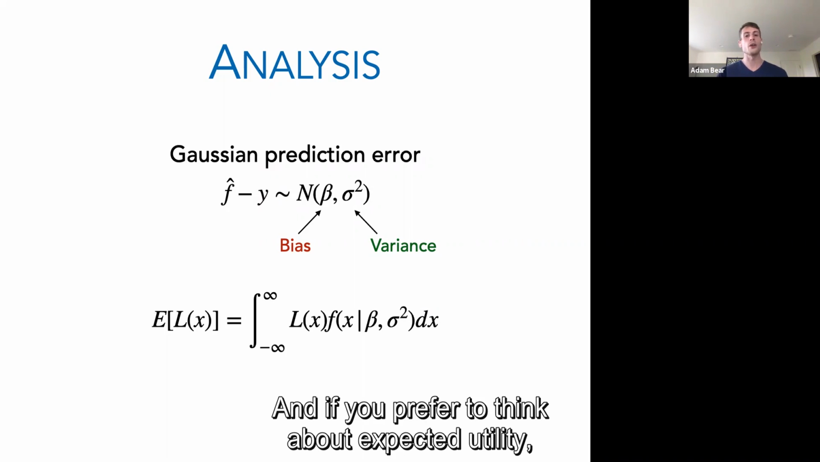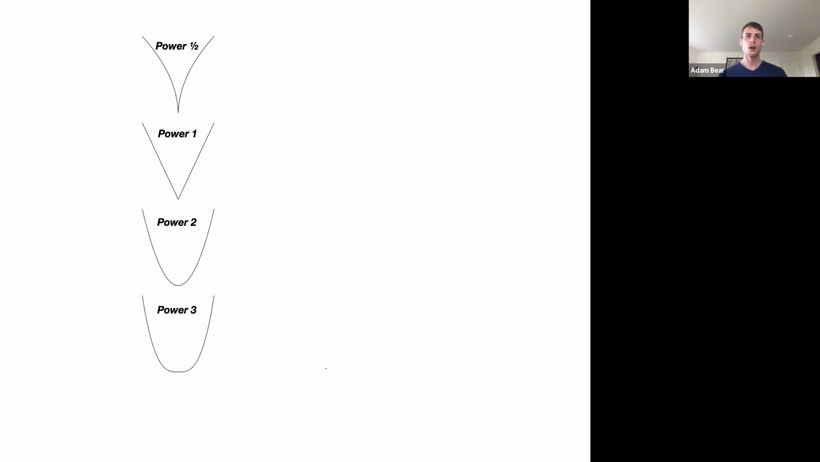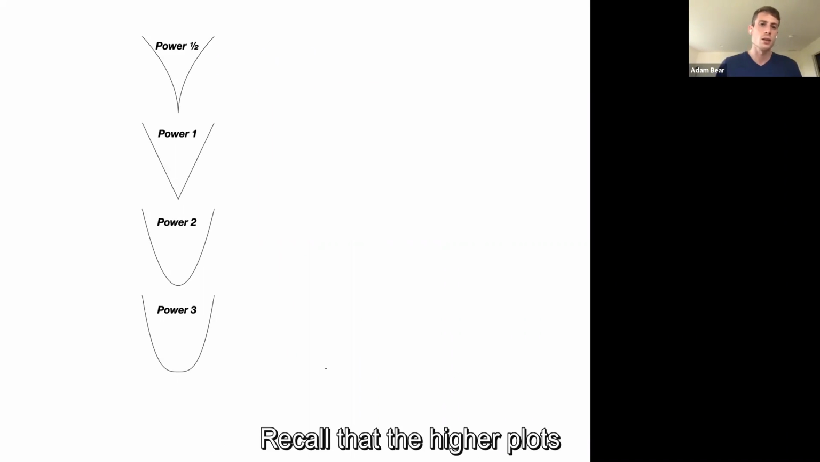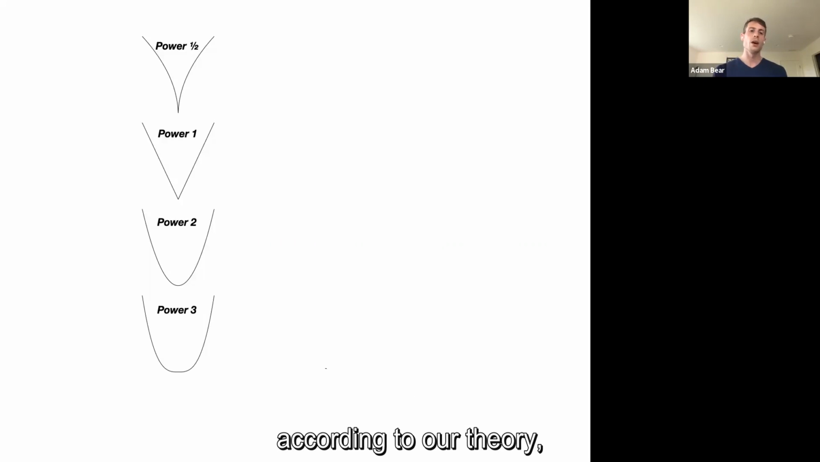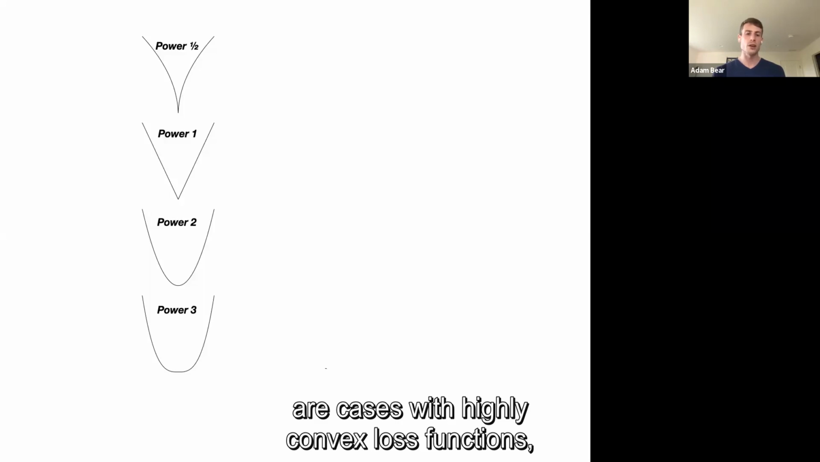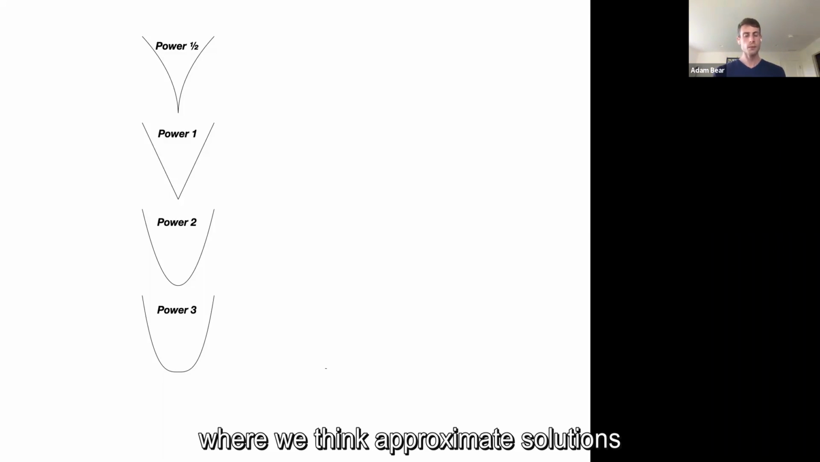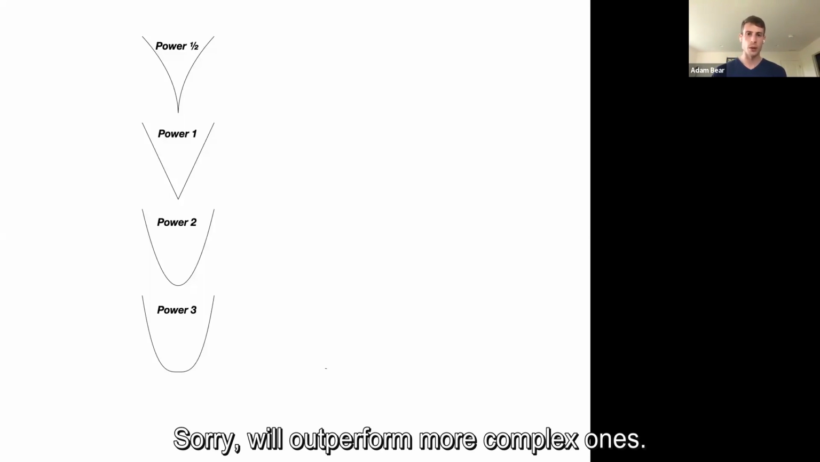And if you prefer to think about expected utility, just take the negative of the loss function, and that's just like the common expected utility function. What I'm going to show you first is the power loss functions. Recall that the higher plots represent more concave loss functions, where you want to emphasize being exactly right according to our theory, whereas higher powers, like power of 3 at the bottom, are cases with highly convex loss functions, where we think approximate solutions will outperform more complex ones.